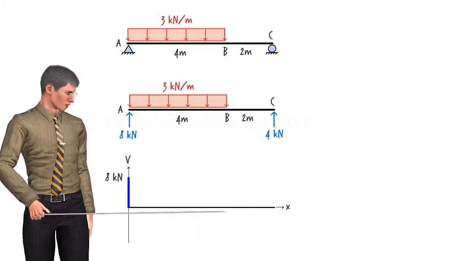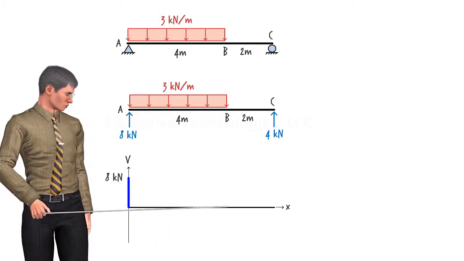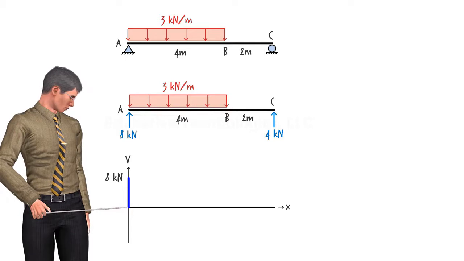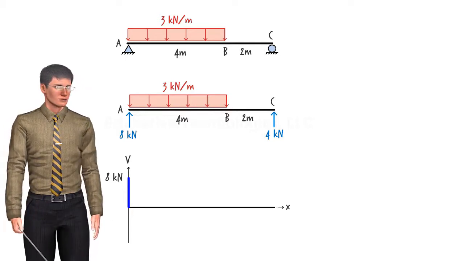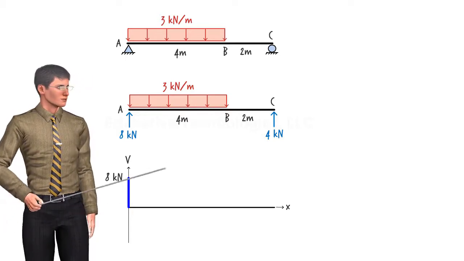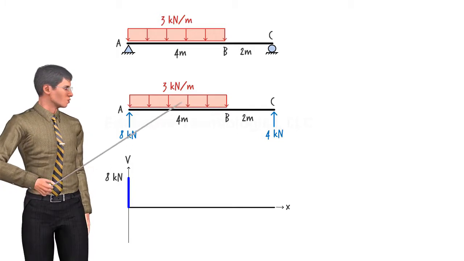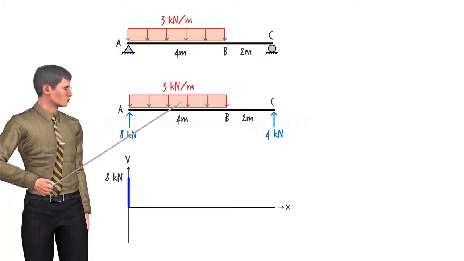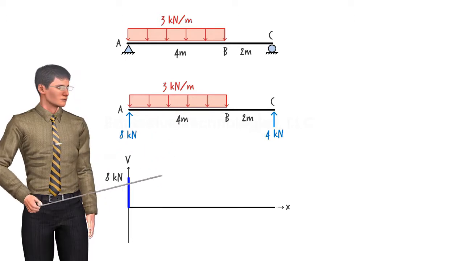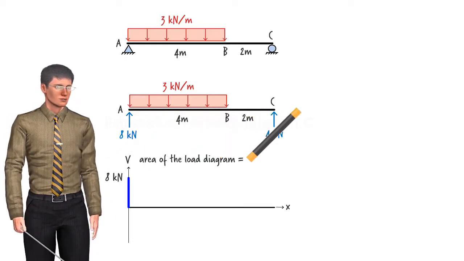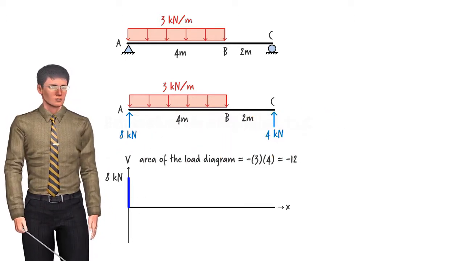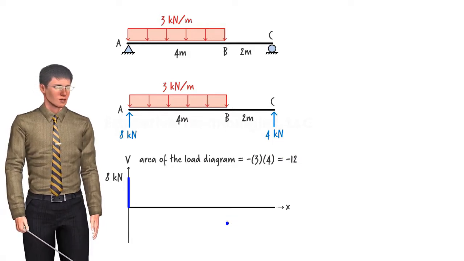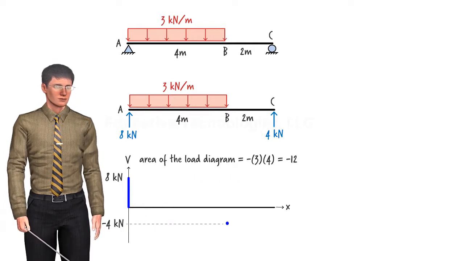That is, shear at the right end has a different value than the shear at the left end of the segment. The change in shear between the segment ends is equal to the total area under the load diagram within the segment. The area associated with the distributed load is that of this rectangle. Here it equals 3 times 4, or 12. Since the load is downward, we consider this to be a negative change, which means shear at the right end of the segment equals 8 minus 12, or negative 4 kilonewtons.